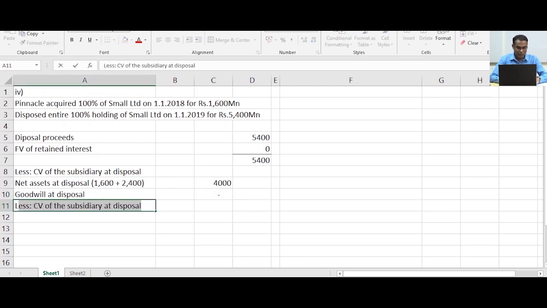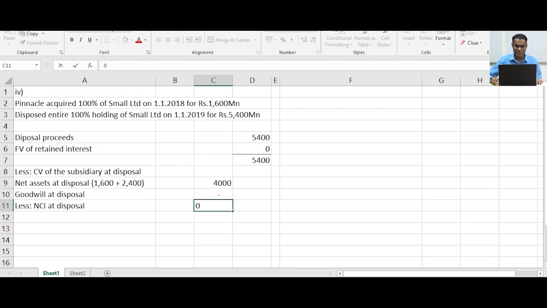Then you also need to derecognize the NCI of the disposed subsidiary at the date of disposal, in addition to the net asset value and the goodwill value. Again, Pinnacle had 100% shareholding of Small Limited. If the parent had 100% shareholding, that means there is no non-controlling interest. Non-controlling interest means the subsidiary's shareholders other than the parent. So the non-controlling interest value at the date of disposal will also be 0.